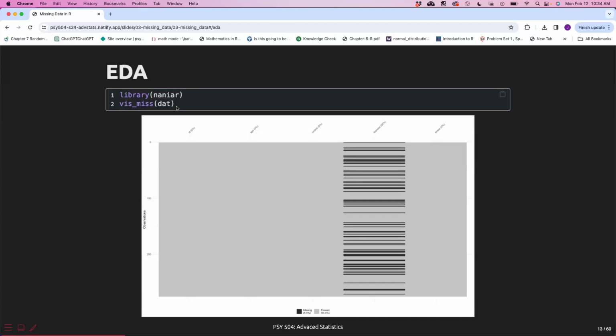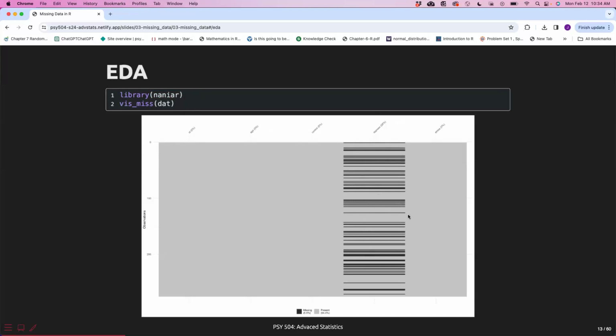And there's a function from this library called vis_miss. And you could just feed in your data set to it, and it'll output this nice looking graph here. And this gives us a lot of important information. So it gives us how much is missing per variable. So if we look at the depression variable here, it's missing about 28%. And that's denoted by these horizontal black lines here.